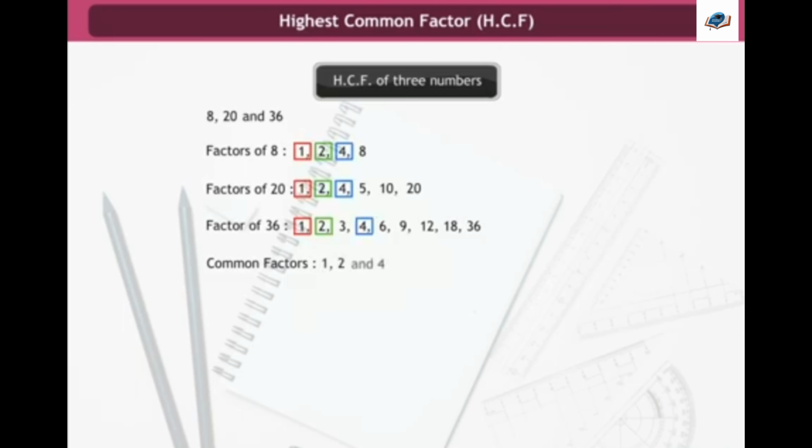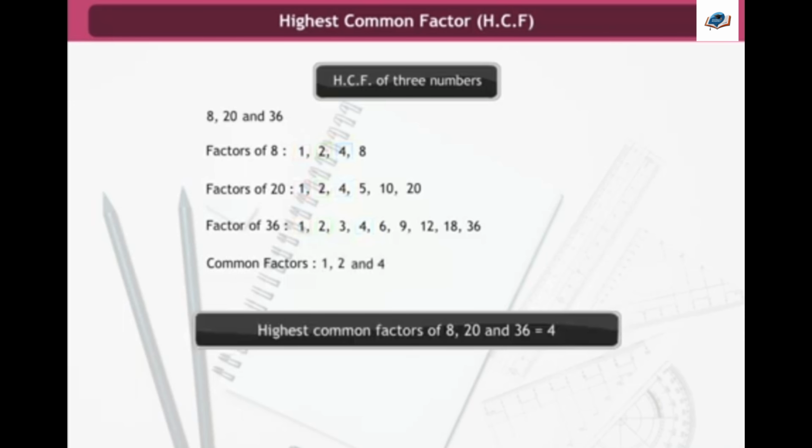So what are the common factors? They are 1, 2 and 4. So the highest common factor, or HCF, of 8, 20 and 36 is 4.